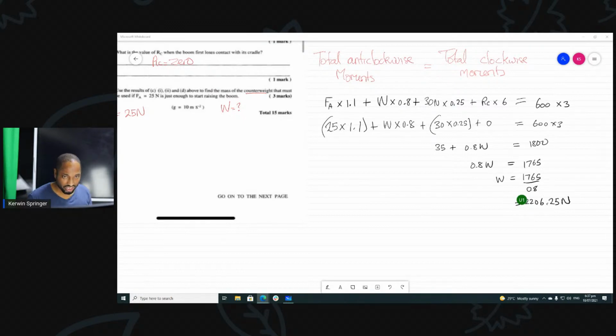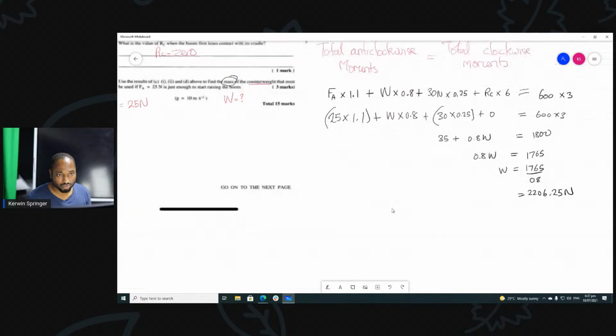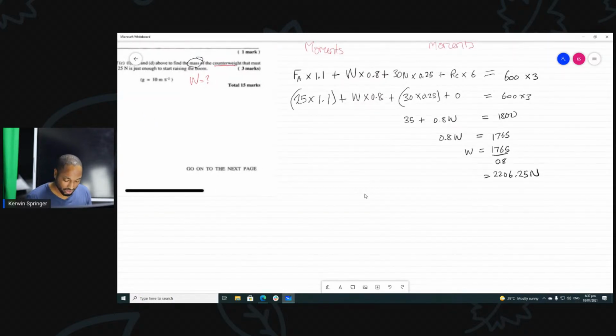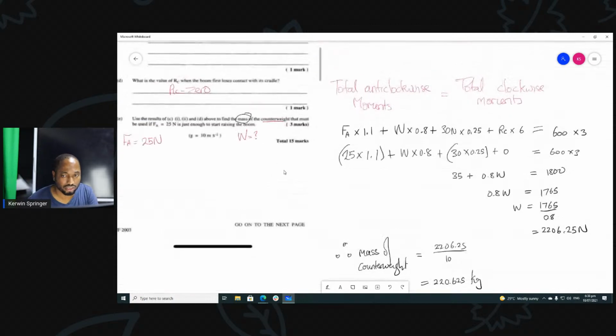2206.25 newtons. Did they ask for newtons or mass? They asked for the actual mass. So we need to come back here. If that's in newtons, therefore the mass of the counterweight is equal to 2206.25 divided by 10, because it's in newtons now and we need to bring it down to kilograms. Alright, that's the 10. Hope you all understand this.